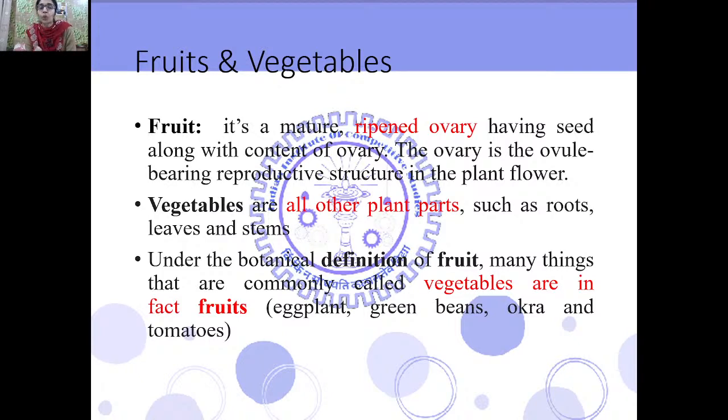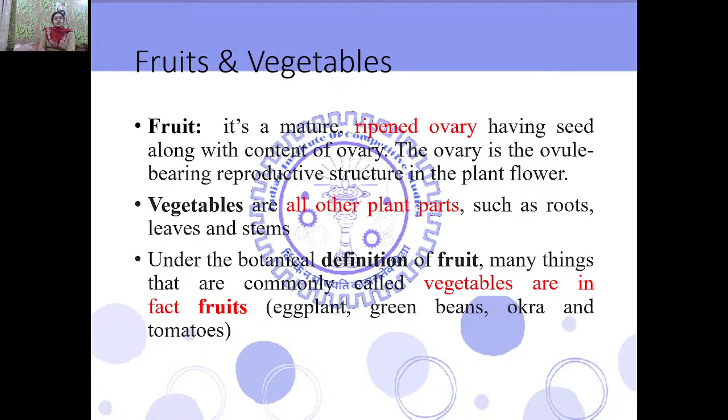So the question comes in the questions which are being asked in your NET, that what a mature fruit is: a ripened ovary, or an ovule, or a stamen, or a pistil. So you can directly go and take ripened ovary. The fruit is your ripened ovary, right?